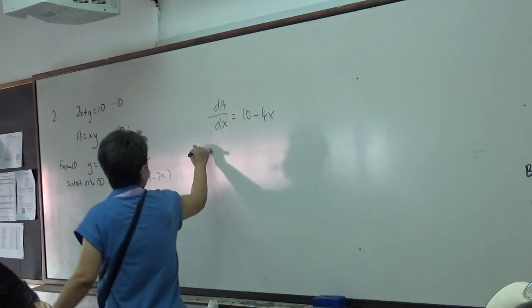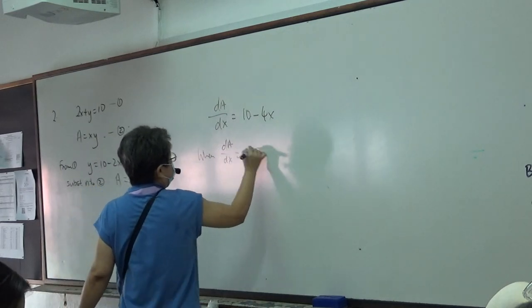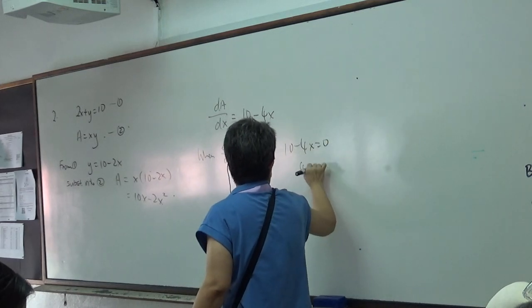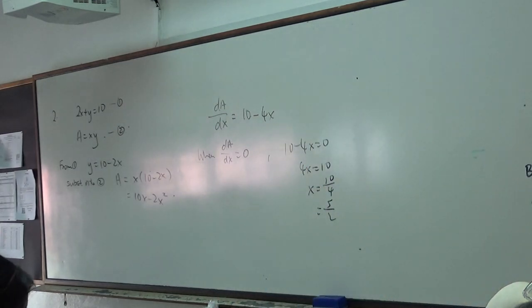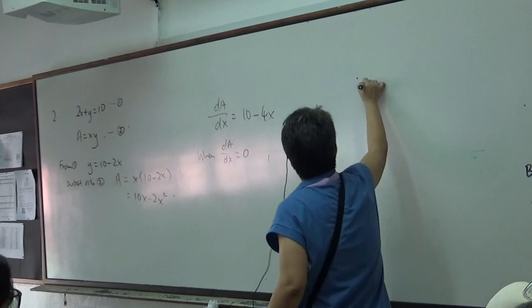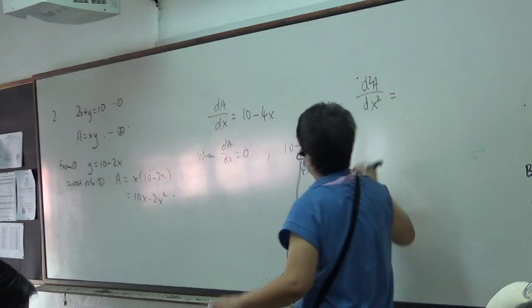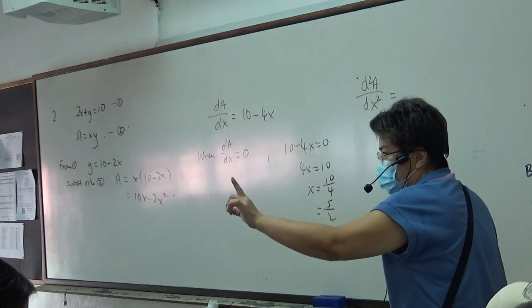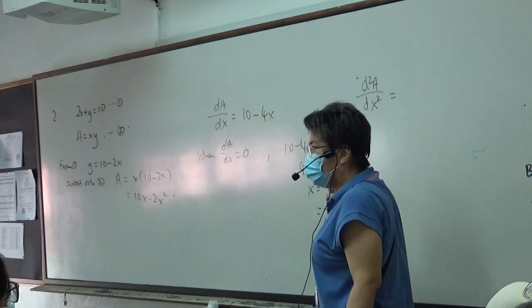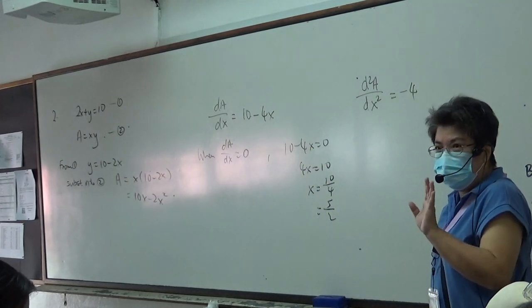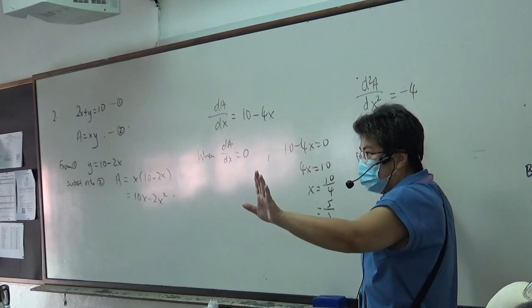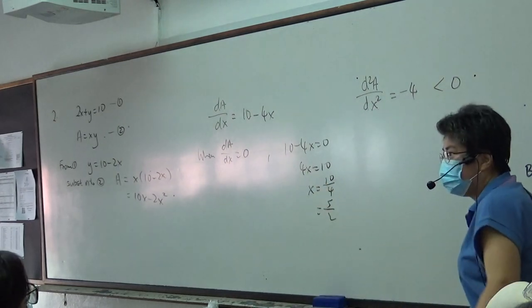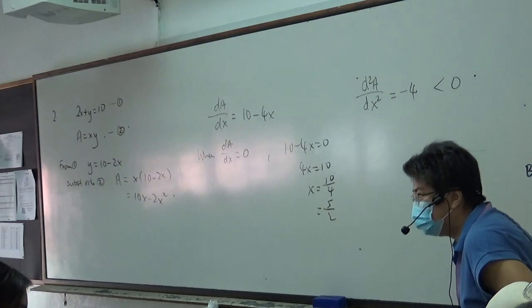Maximum or minimum value, when? For x equals 10 over 4, which is 5 over 2, or 2.5. Is that clear? Yes or no? Okay. Now, my job is going to find this. Can you see it's a very easy case to differentiate. When I differentiate this, what do I get? Negative 4, right? Actually, from here you can see, regardless of the value of x, it will be a maximum value. So this is less than 0. Agree? Yes or no?